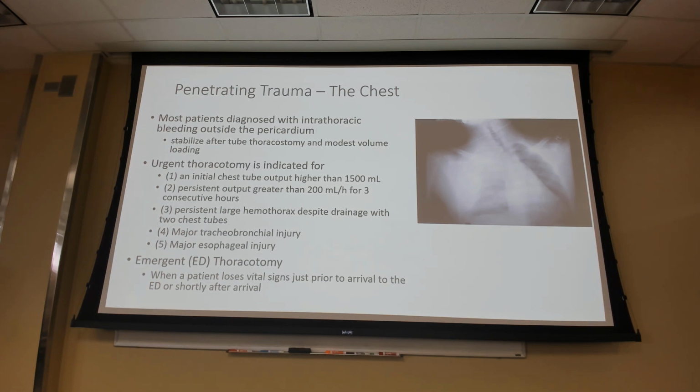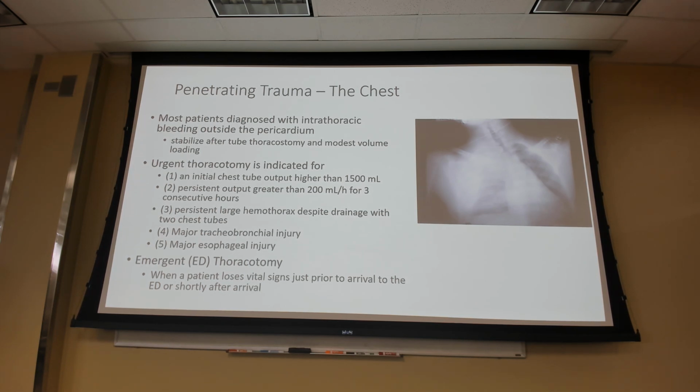So like I said, if it's bleeding outside the pericardium, we stabilize them with a chest tube, and typically they don't go to the OR, as long as we don't get any of those indications for an urgent thoracotomy. So as long as we get a few hundred milliliters out of that chest tube initially, and the patient's demonstrating stability, a lot of times we can just transfer them either to the ICU or one of the step down or wards in the hospital for further management and just serial chest x-rays and examinations and monitoring chest tube output.